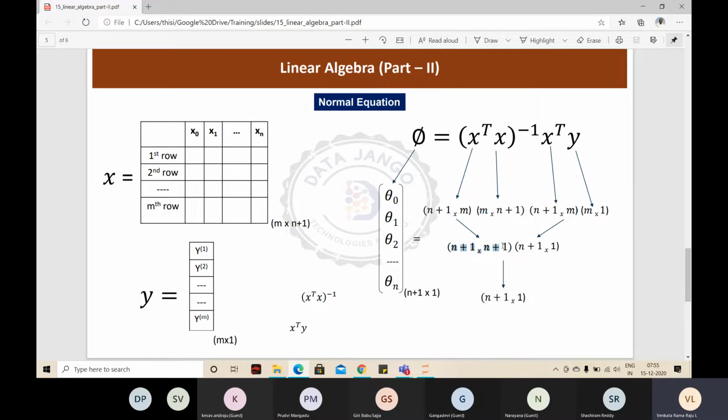Okay, so n plus 1 by n plus 1 and n plus 1 by 1, you multiply these, you get n plus 1 by 1. What is this n plus 1 by 1? It is all the thetas. That's how the normal equation does the operations, and you get these thetas. Got it? Any questions here? Confusions?